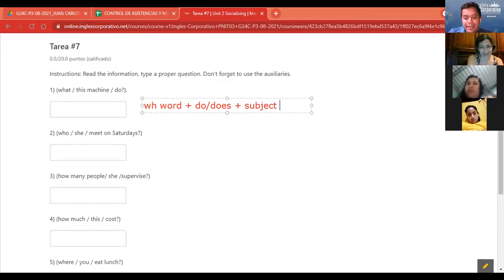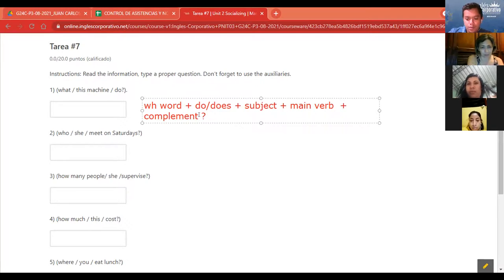Like subject. Subject plus main verb. What do? Okay, más el verbo principal. Y en algunos casos le agregamos complemento. Esta es la estructura que ustedes tienen que seguir. Plus question mark. Okay.